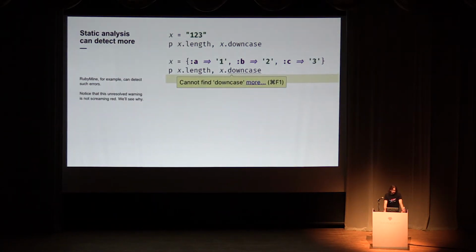So here is RubyMine again. It can understand that if x has type Hash and we're trying to send the downcase method, then this is probably an error. Well, I'm sure this is an error in this case. However, RubyMine is not so sure. So why is this warning not in red color, but in gray?